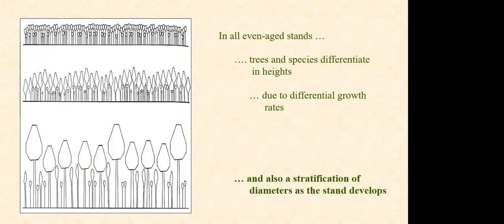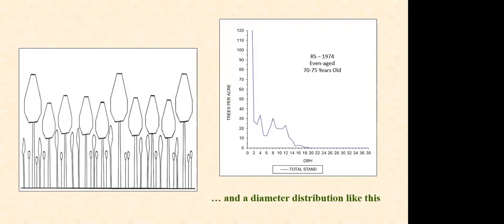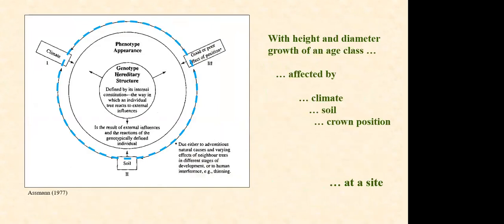So that after 25 to 40 years, somewhere in that range, there's a distinct stratification of diameters and heights within these communities. So you can clearly see dominant, codominant, intermediate, and overtopped trees of different sizes of the same age. And giving us this kind of diameter distribution by 70 to 75 years. If you go back to the Growth and Yield book by Assmann, translated from German, he put in this diagram and is arguing here that the growth of a tree is a function of the environmental conditions, the climate, the soil, but also the crown position.